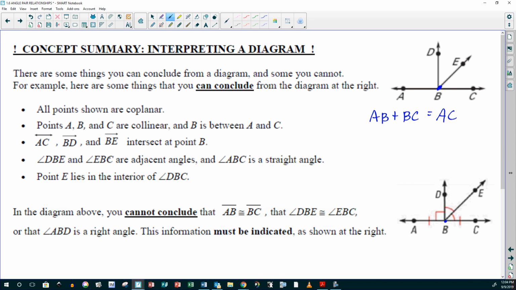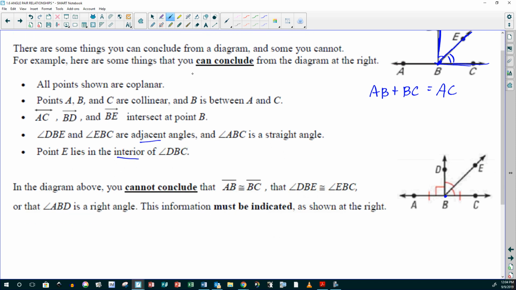Angle DBE and EBC are adjacent. So DBE, EBC, they are adjacent. That's all I know from this picture, that they're next to each other. And I know that point E is in the interior. So if I were to look at angle DBC, E is in the interior.